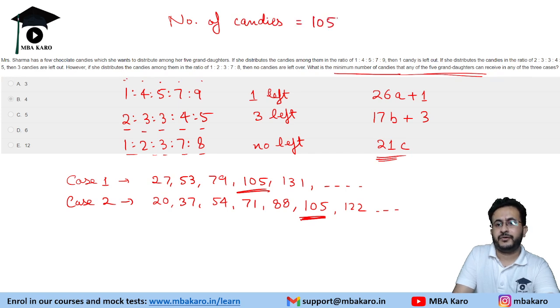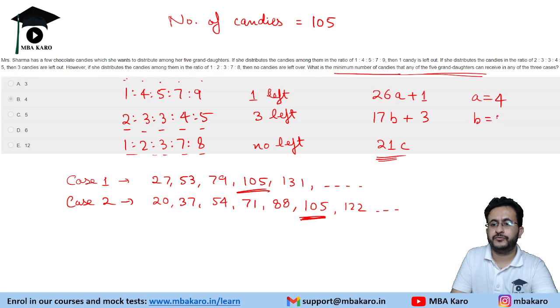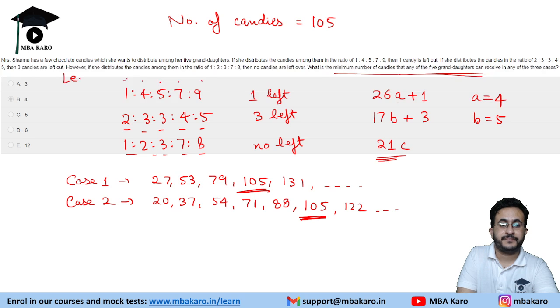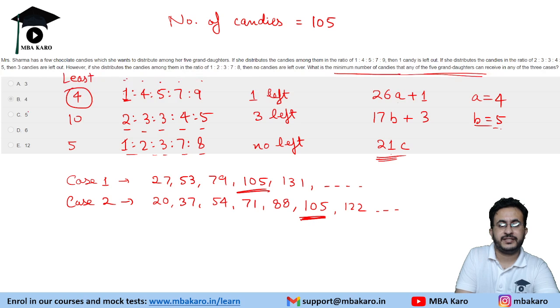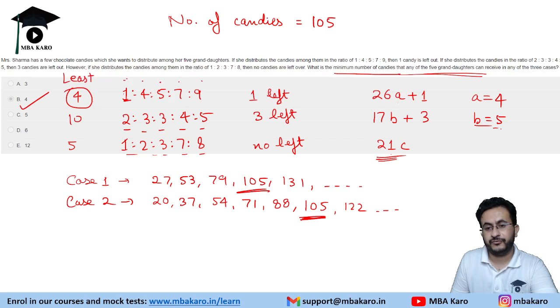Now in the first case, a will be equal to 4 and b will be equal to 5. So the least candies in this case, a is 4, so the first person is getting 4 candies. In the second case, the value of b is 5, so the least a person is getting is 10. And in the third case, 21c is 105, so one part is 5, so a person is getting 5 candies. So in any of the cases, the least number of candies a child will get is 4.